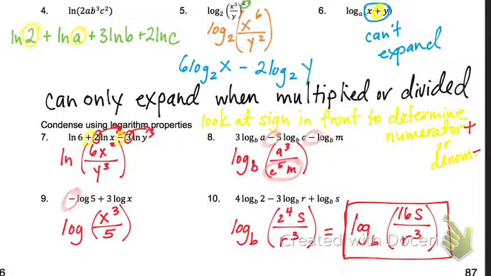For number 10, it was 2 to the 4th. R cubed goes on the bottom because of the minus. And s stays on the top. Then I simplified this 2 to the 4th to be 16. So once you condense it, if you can do any simplifying, then do that. You want it in its simplest form. So I'm going to just write a note: simplify if necessary, or simplify if possible. You may not think it's necessary, but it could be possible.